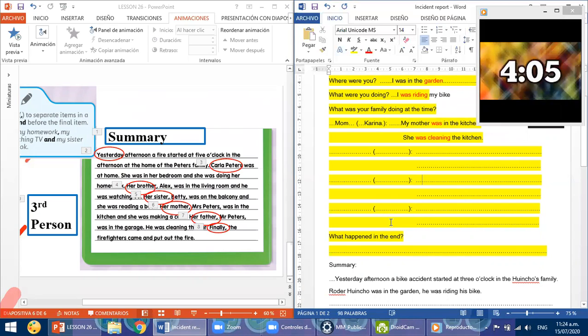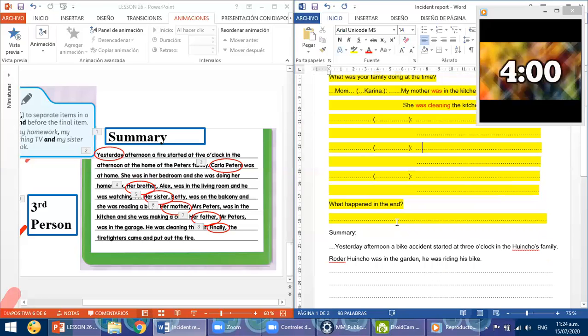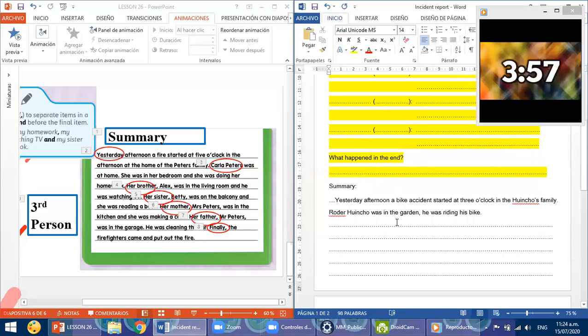What happened in the end? The earthquake has passed. Summary. Yesterday afternoon, an earthquake started at 2 o'clock in the afternoon at the home of the Montes family. Adriana Montes was at home. She was in the garden, and she was playing with her pet. Her brother, Sebastian, was in his bedroom and he playing with his toys. Her cousin, Madeleine, was in the laundry and she was doing the laundry.